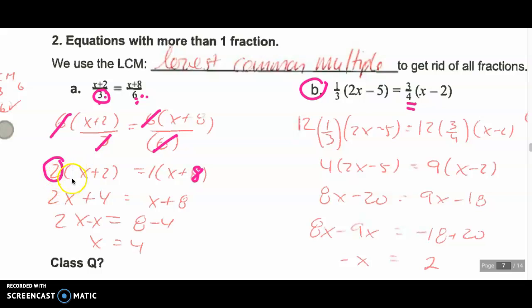So I have 2 times this bracket and 1 times this bracket. I open up the bracket, so multiply everything by what's in front of the bracket. So this times this is 2x, this times this is 4, this is 1, this is 8. I end up with this, and then I solve. Okay, bring this x across, bring that 4 across, end up with x equals 4.